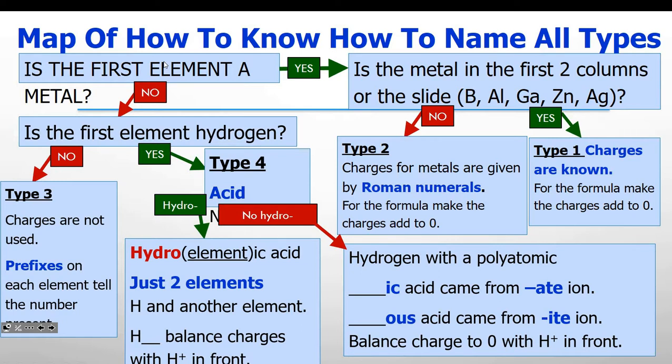Yes, sir? That word under number on type 3. The number present. So it tells you how many of each element is present.